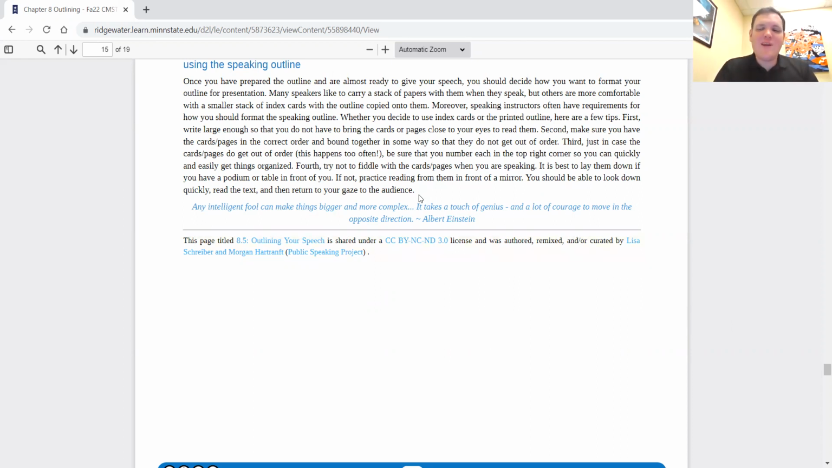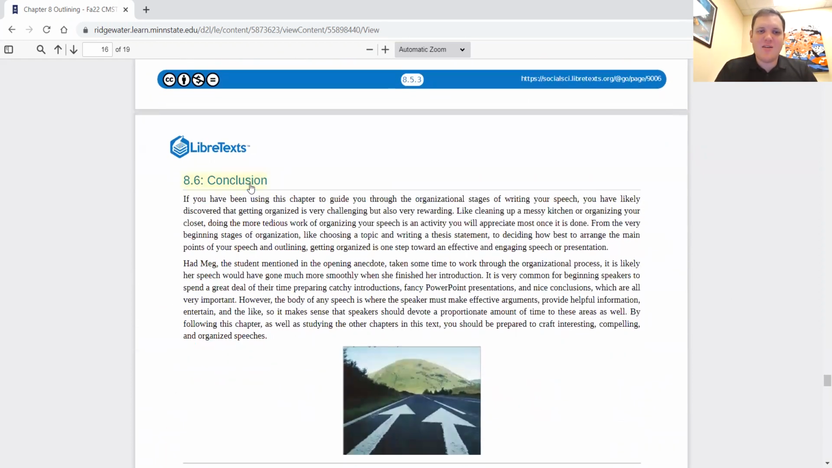So yes, using a speaking outline, talk to the audience, don't read off the speech, right? You're just using the key ideas. It talks about practicing in front of a mirror, practicing with a table or podium in front of you, just quickly looking down and then gazing back up at the audience, making sure to make that eye contact with the audience.